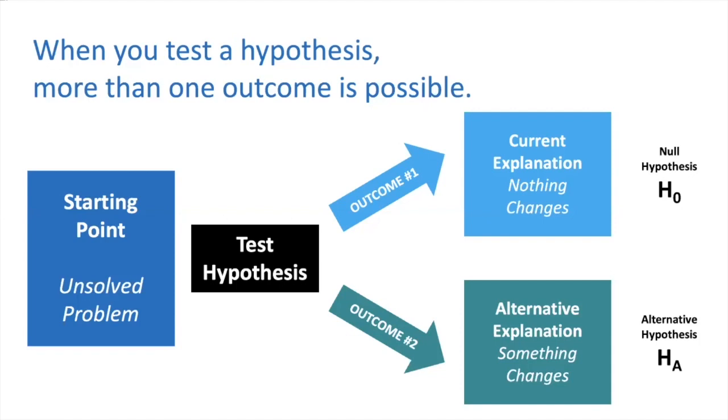Alternatively, we have outcome number 2, and this is the alternative explanation. You do see an effect, so the alternative explanation is true. Something changes. This is the alternative hypothesis, H subscript A. Now, this could get a little confusing because we have the research hypothesis, and then we have two outcomes with hypothesis in the name. So, to not confuse these, think of research hypotheses as the first prediction, and then null hypothesis and alternative hypothesis as the two possible outcomes.